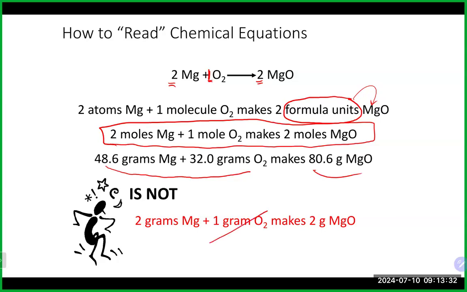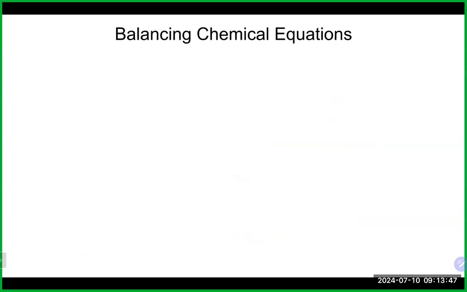We do not use a gram to gram relationship. That's the only relationship that we don't use. Later on, when we talk about stoichiometry, that's going to be the major relationship that we can get from the equation, and we can use the equation as a conversion factor to do the calculations that we need to.